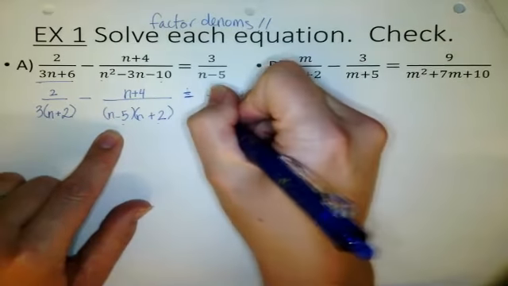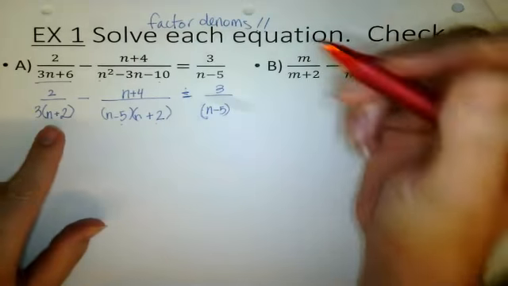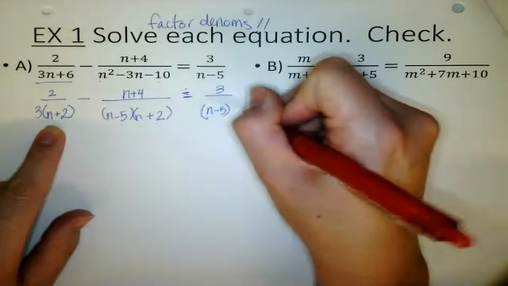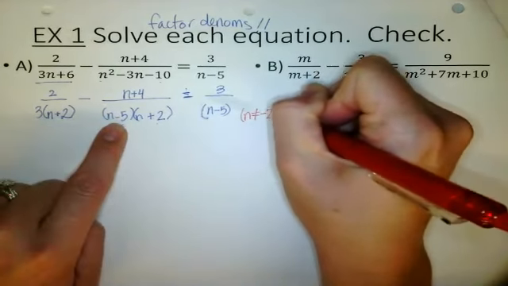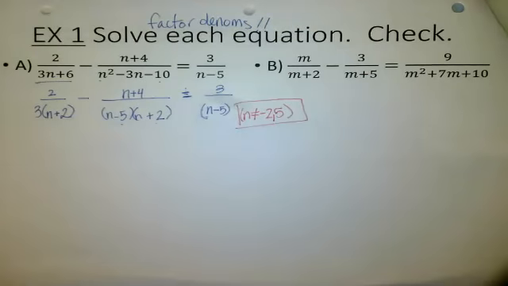All right. So what I want to do first of all is figure out what the exclusions are. What is n not allowed to be? Negative 2 and positive 5. Very good. So right off the bat, n is not allowed to be negative 2 and positive 5. Once you factor, go ahead and figure out what n is not allowed to be. Really important that you do that right off the bat.